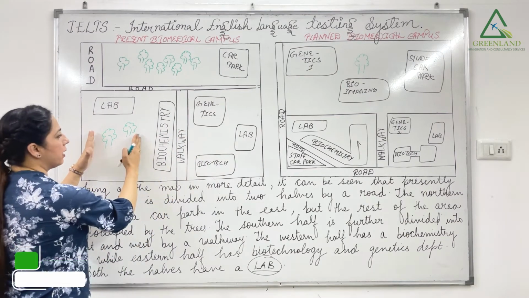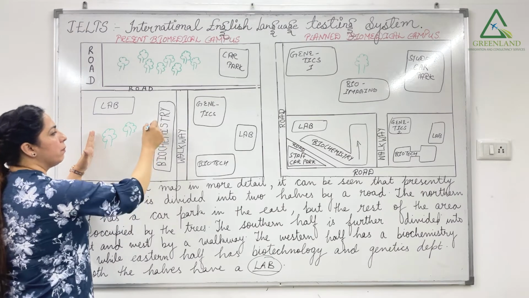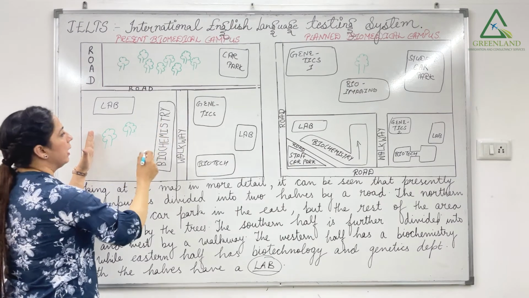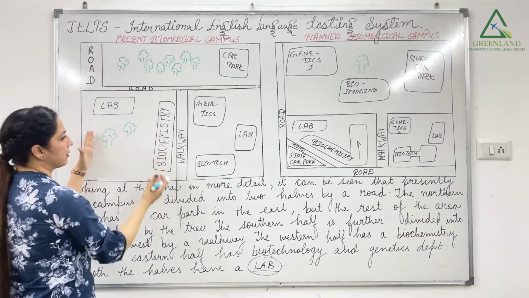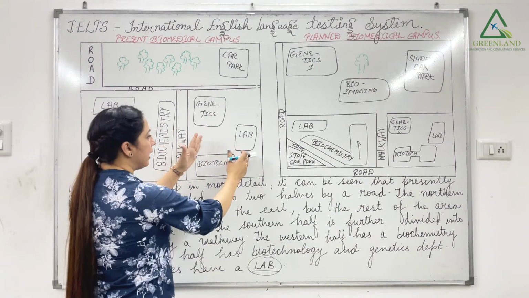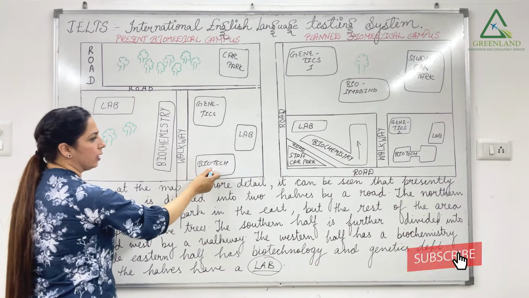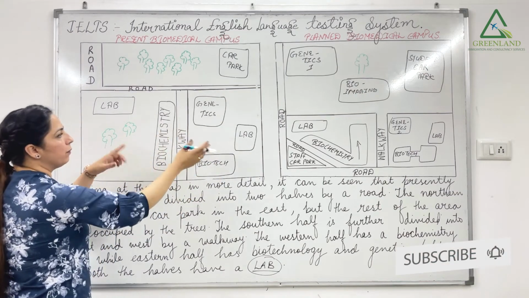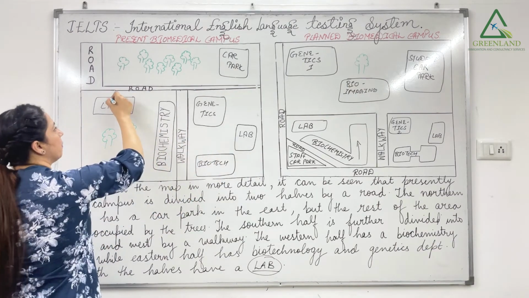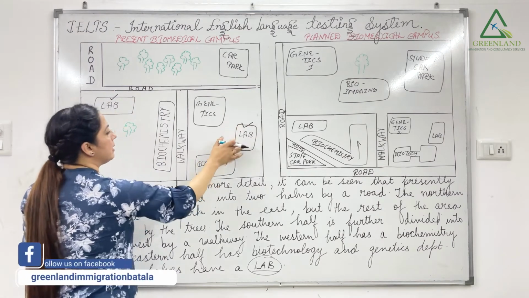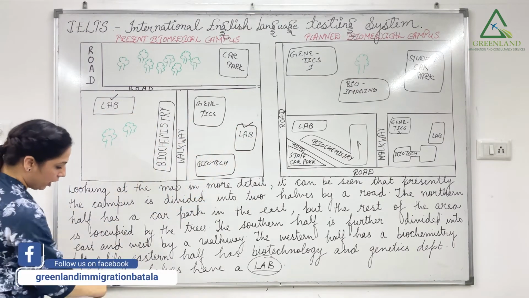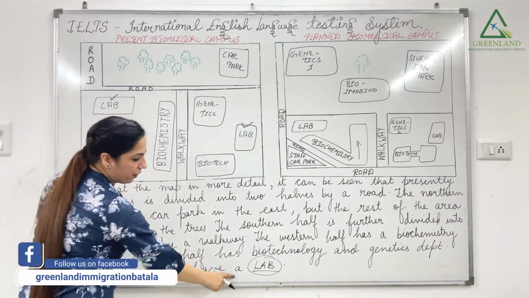The west part, or western half, is having the biochemistry department, along with a few trees, you can write. The eastern half is having two departments, that is genetics and biotech. What we can see similar in both the halves is the presence of a lab. So how much of a sentence can we write for this? Both the halves have a lab.